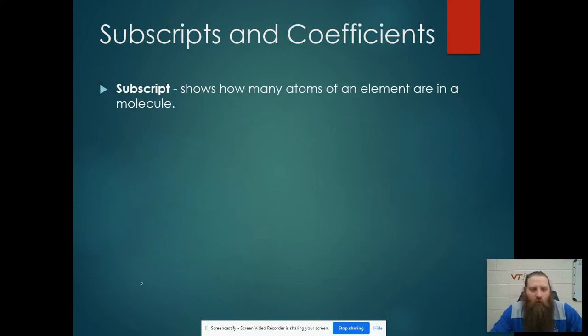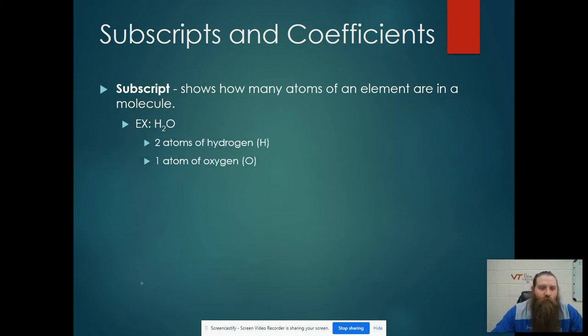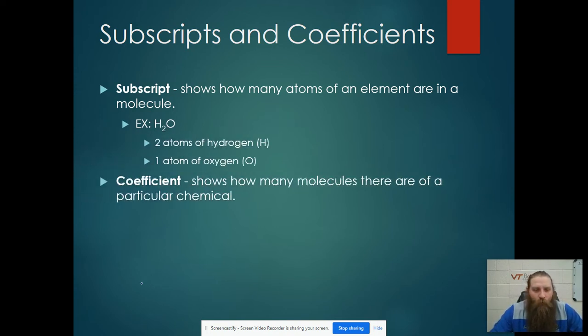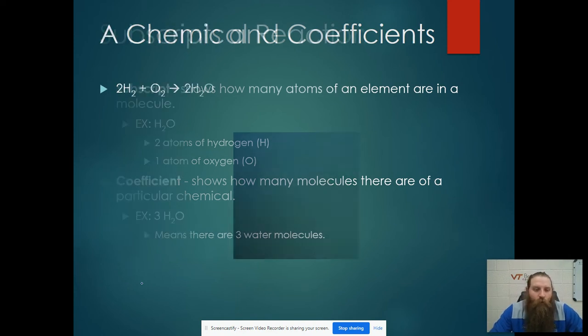Now, chemical equations also involve subscripts, which are going to show you how many atoms of an element are present in a molecule. So if you look at H2O, we've got 2 atoms of hydrogen. We've got 1 atom of oxygen. There are coefficients, which are going to show you how many molecules there are of each specific chemical. We call those species. So here I have 3 waters, so this would be 3 water molecules.